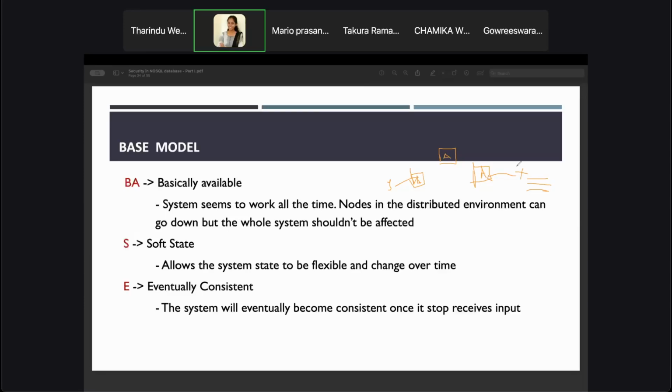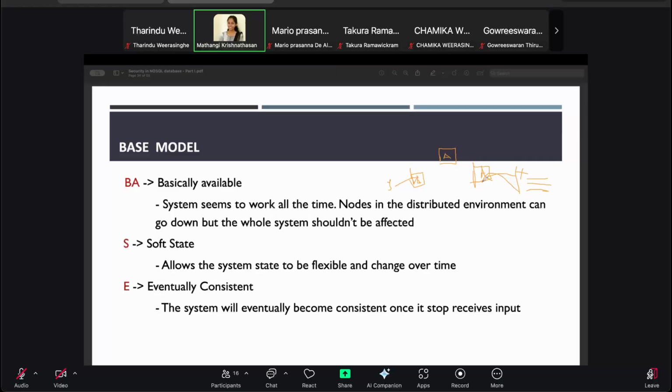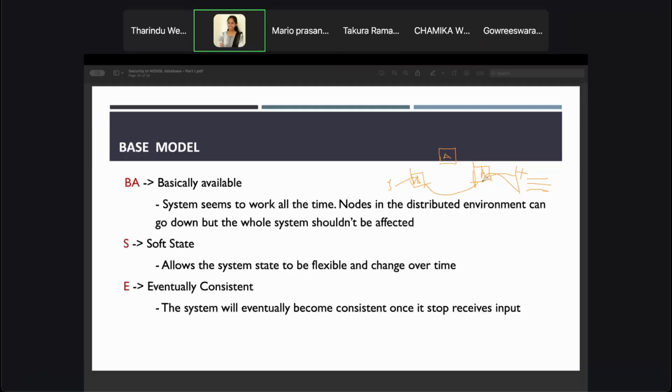And later, once all these transactions are finished, then we will propagate this value to A. Propagate means we will propagate this update to this node and propagate this update to this node as well, right? Immediately you don't need to propagate it. You can take some time and later, once all the transactions are finished, you can send it, right? Which will improve the availability of your database, right?